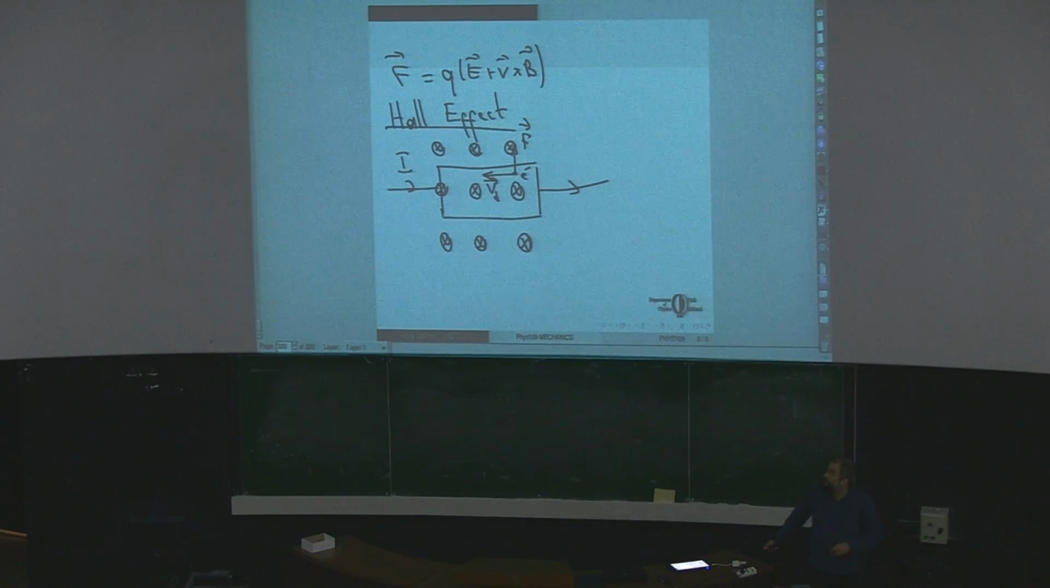So as the electrons are drifting from right to left, they will feel a force which pushes them upward. So we will eventually have more electrons on the top than on the bottom. Usually when you have a wire, the wire is neutral everywhere. But if you put it in a magnetic field like this, the electrons are forced upwards, and hence the upper side becomes negatively charged. And the lower part becomes positively charged.